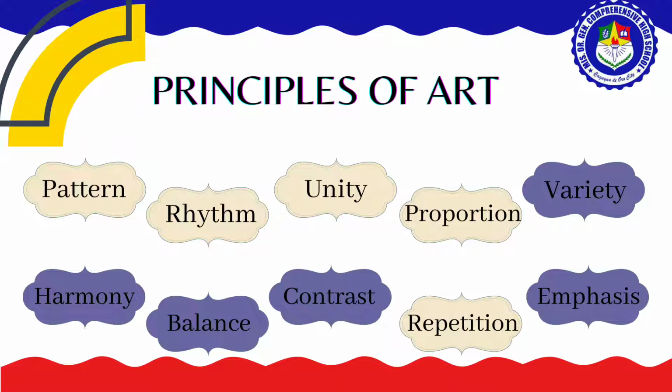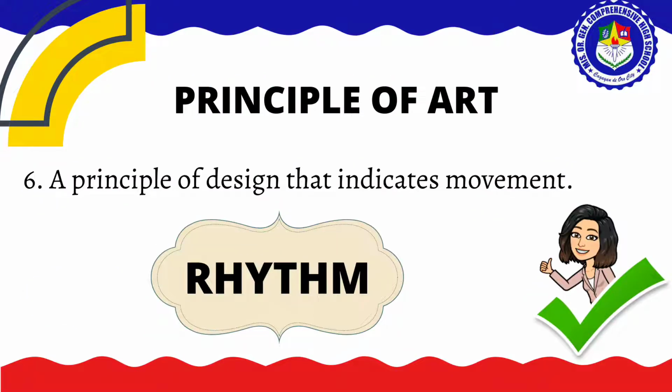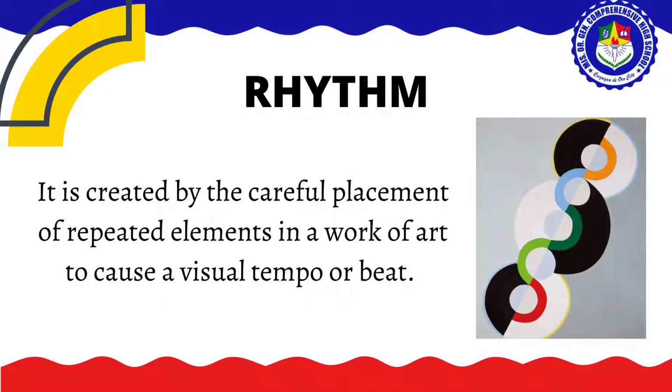The answer is rhythm. Rhythm is created by the careful placement of repeated elements in a work of art to cause a visual tempo or beat. The eye can be directed, for example, along edges and by means of shape and color. Without movement, artwork becomes stagnant.